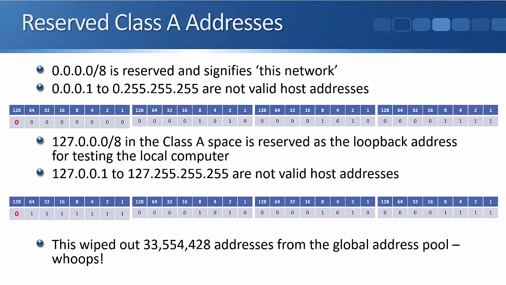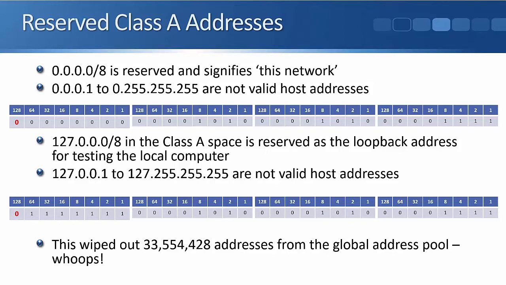0.0.0.0/8 is reserved and signifies this network, and it's used by some protocols. So 0.0.0.1 to 0.255.255.255 are not valid addresses that you can assign to hosts. That entire range is not available.